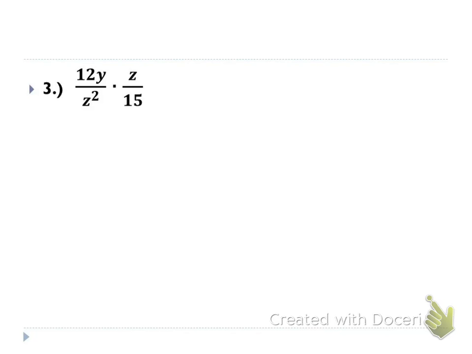Alright, number 3 is similar to the last one we did. I'm going to start off by rewriting this as one big fraction. So 12yz in my numerator, 15z squared in my denominator. Natalie, what's one thing we can reduce here? 12 and 15. What does 12 become? 4. And the 15? 5.